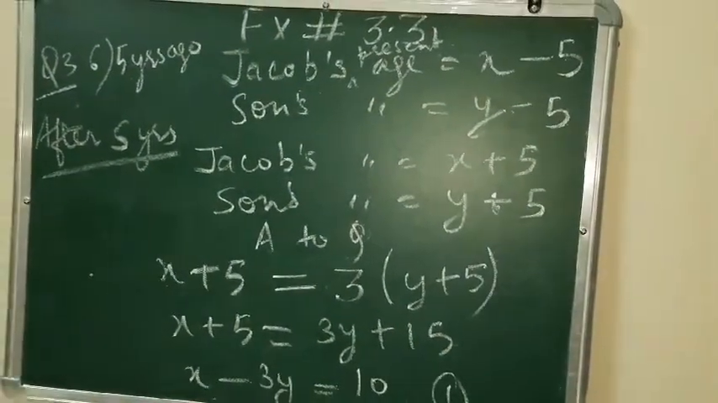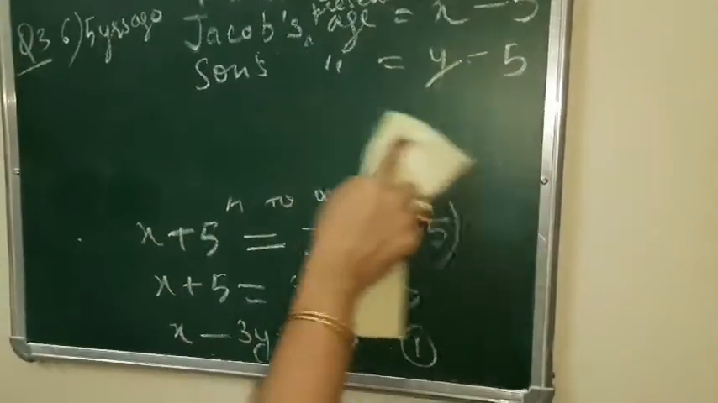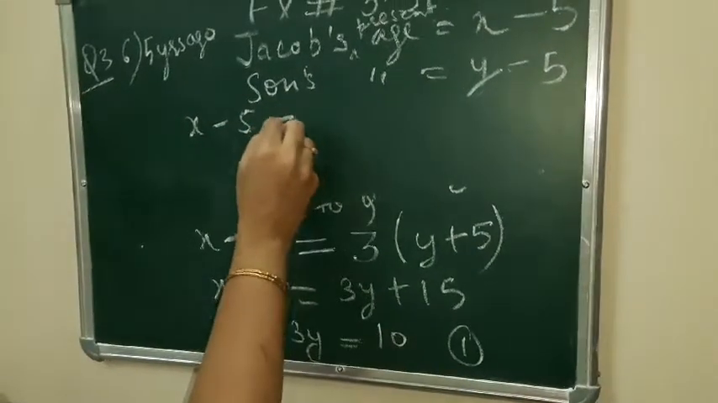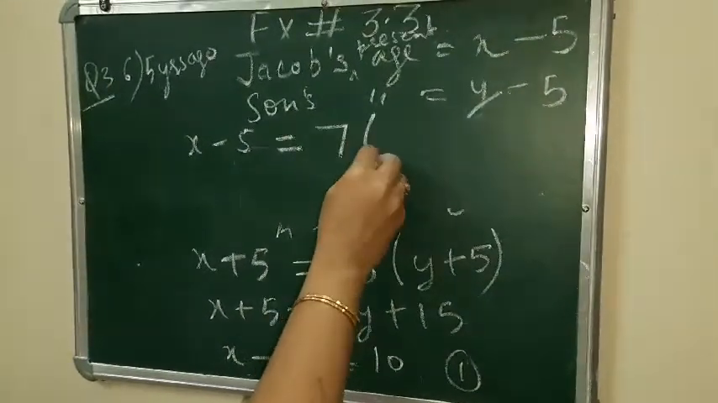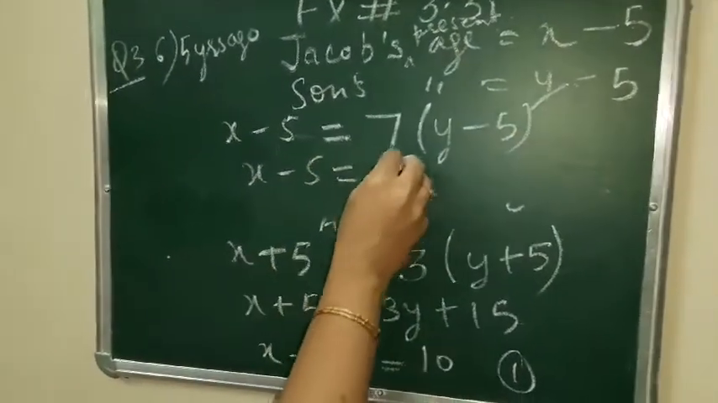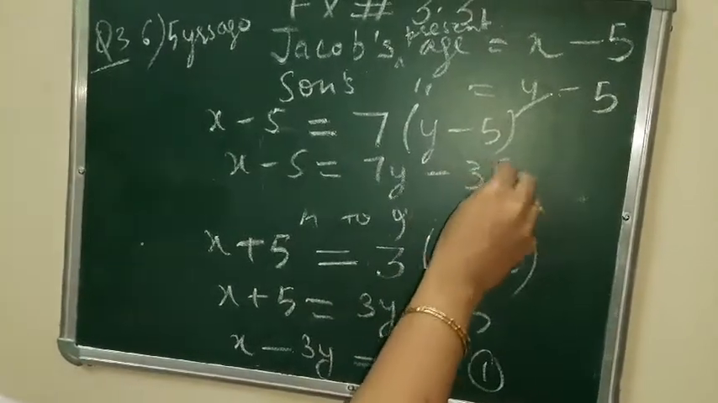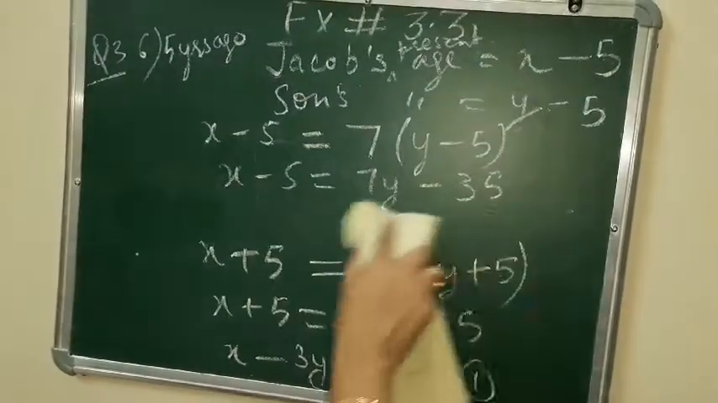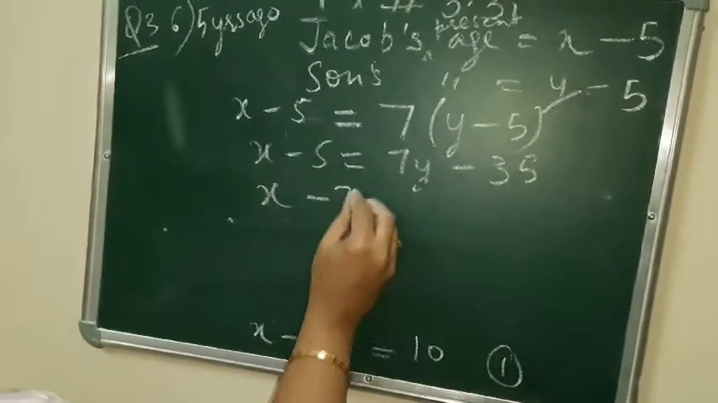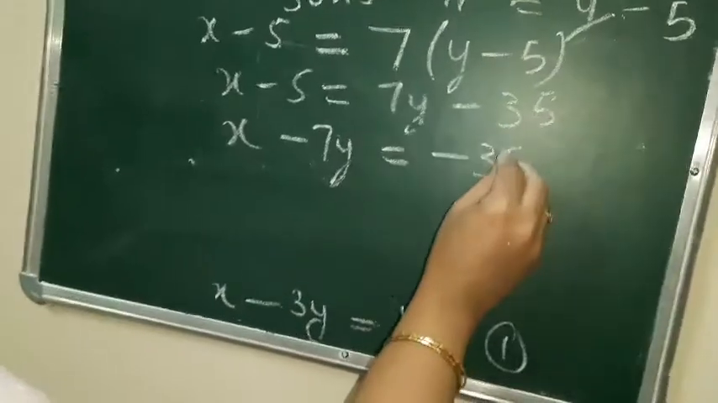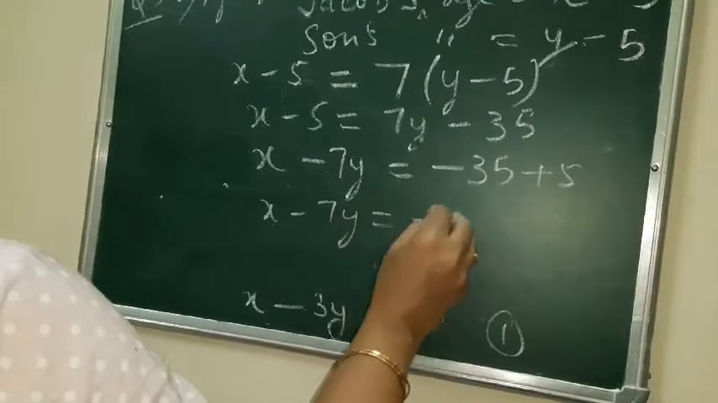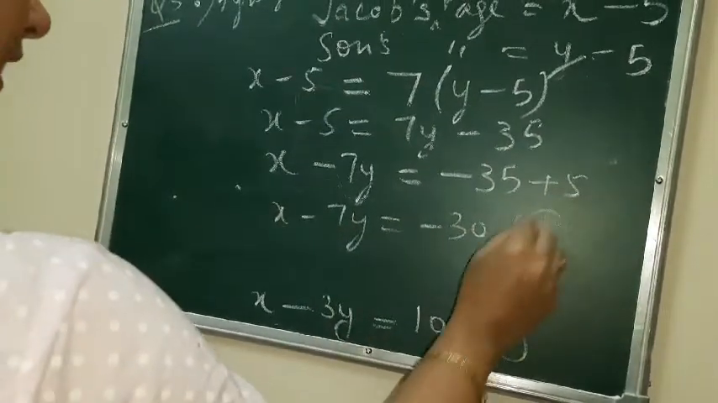Now we'll read the question. 5 years ago, Jacob's age, that is x minus 5, was equal to 7 times son's age. Son's age is y minus 5. So x minus 5, solve it. 7y minus 7 fives are 35. So x, bring this 7y to this side, minus 7y, minus 35, minus 5 will go there, plus 5. x minus 7y is equal to minus 30. This is my second equation.